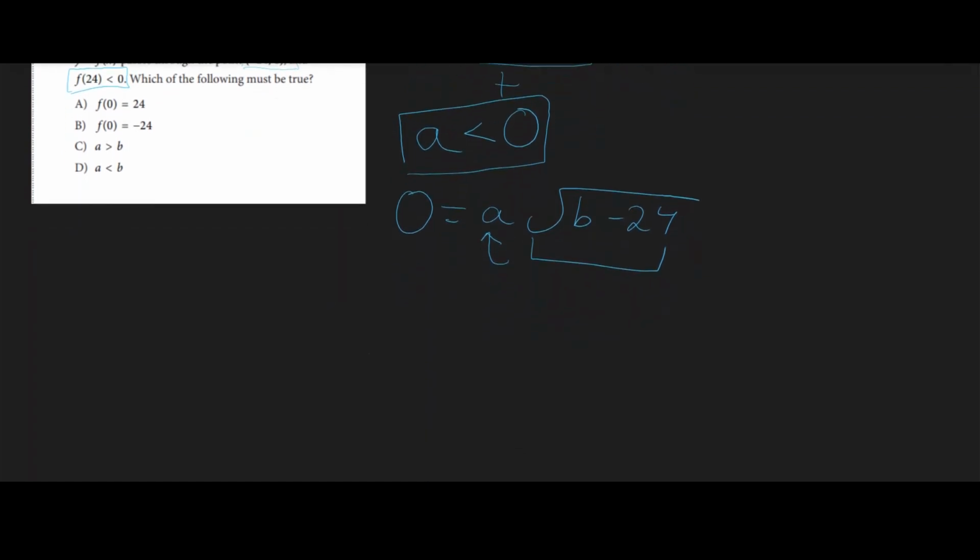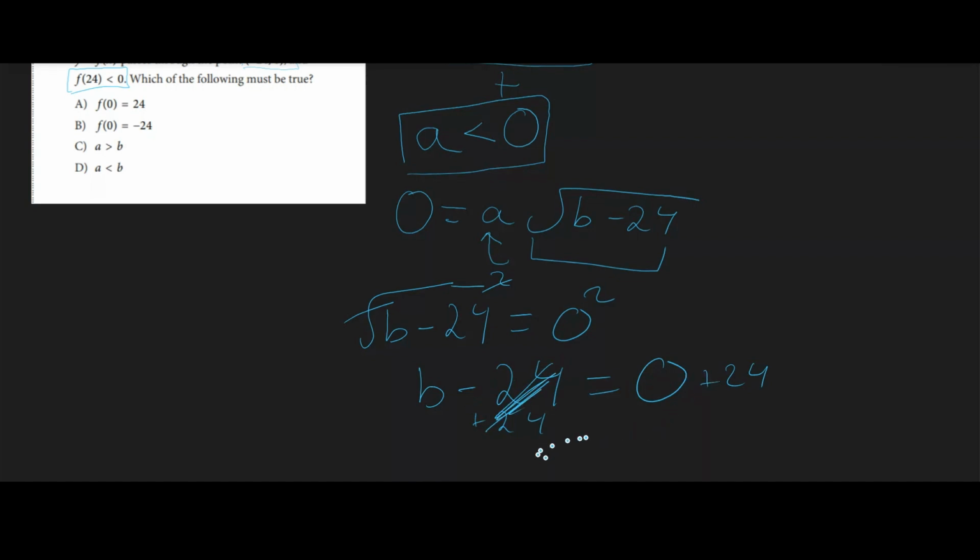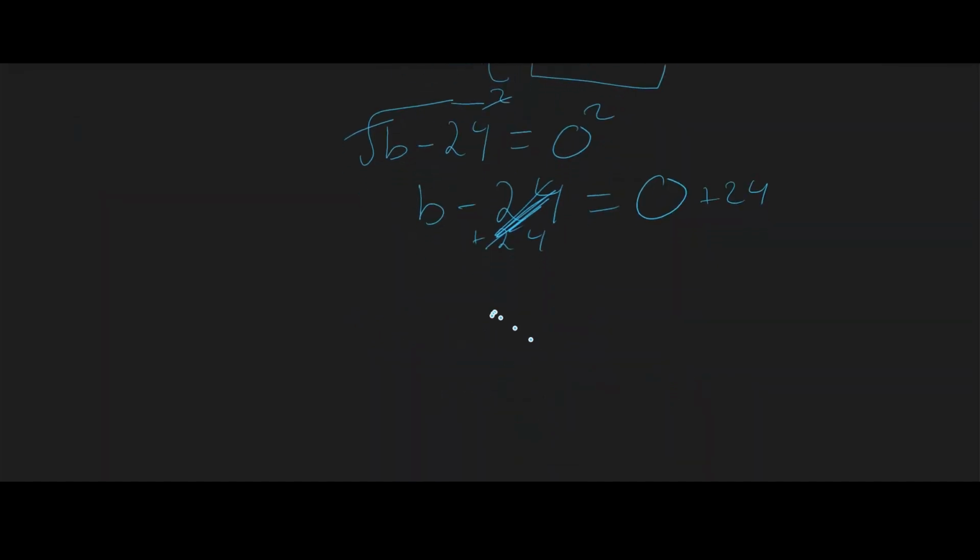So that means that the square root of b minus 24 is going to equal 0. And now we can solve for b. So we can square both sides, and the square root and the square cancel out. 0 squared is 0. So then we are left with b minus 24 is equal to 0. And then we can add 24 on both sides, that's how we solve equations. So that cancels out with the minus 24, and then b becomes equal to 24.